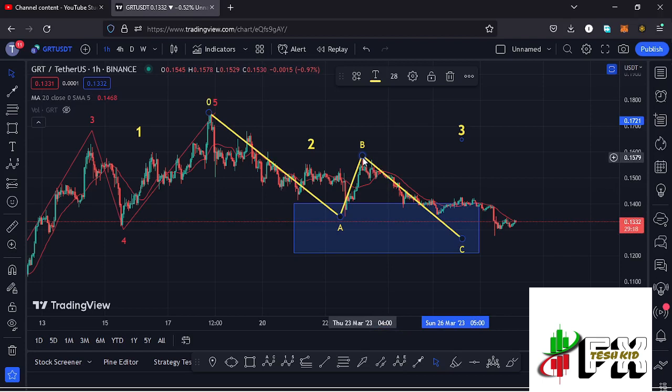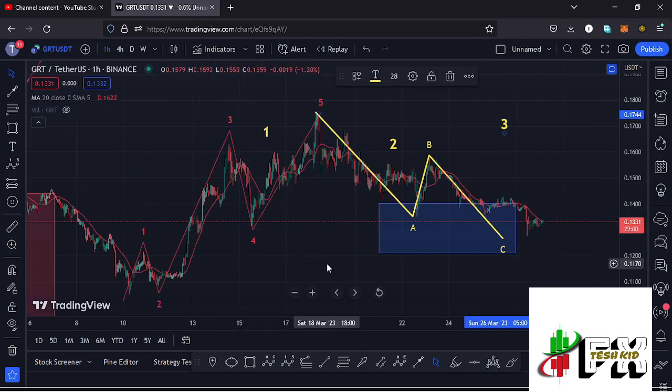the $0.1579 mark. And the moment we manage to break above that high, then that will be the start of that movement to the upper side in the formation of that wave 3. And the moment we manage to break above the high at around the $0.1746 mark, then that will be enough confirmation that we are back in the formation of that wave 3.